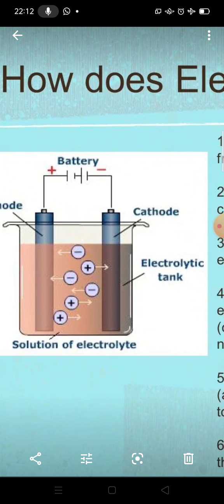There are many uses of electrolysis, and it is also used in sodium metal manufacture. Sodium metal is manufactured by the electrolysis of molten sodium chloride. Sodium chloride is an ionic compound, and it has a large force of attraction.